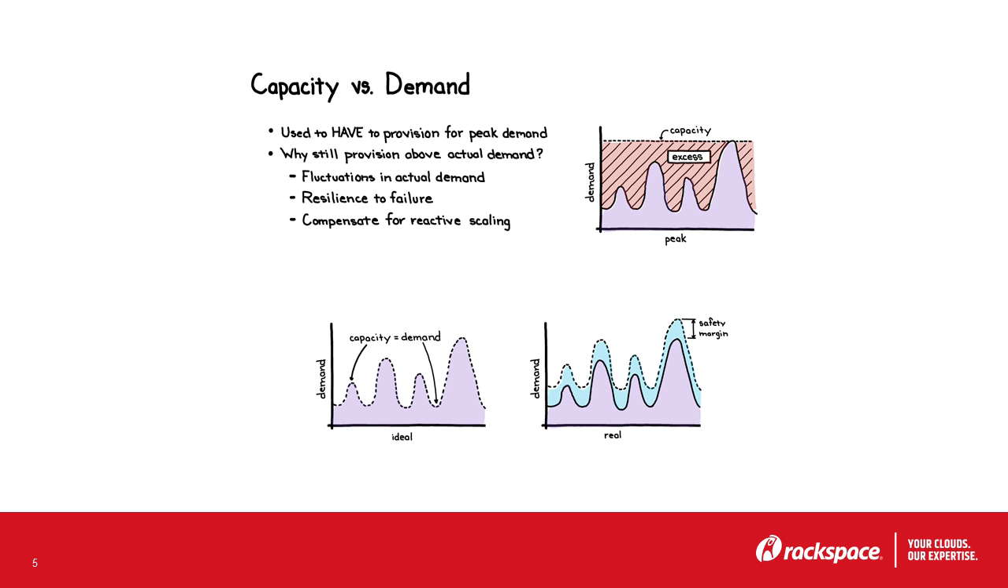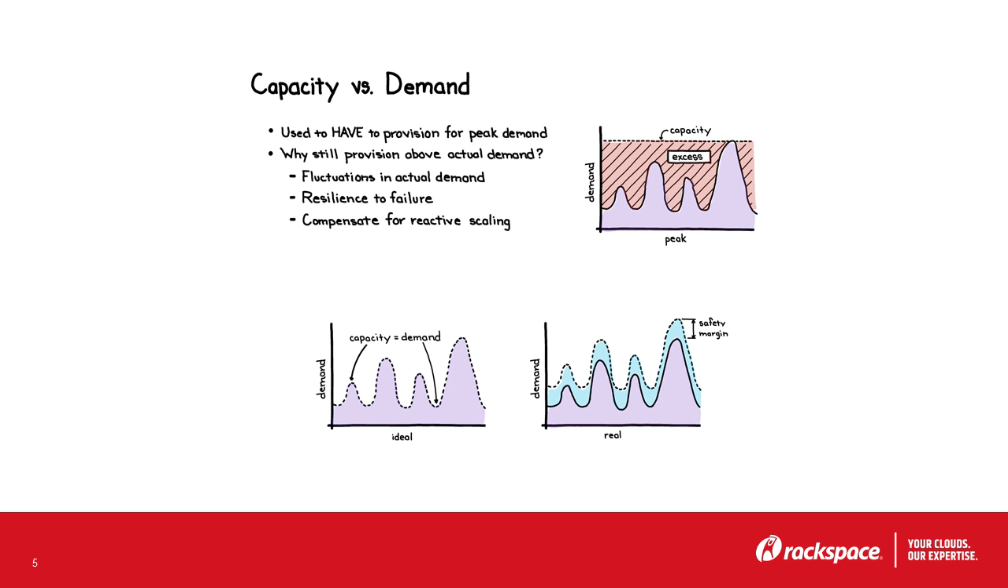But often that's not a realistic goal, and there are a couple of reasons for that, where we still have to provision above the actual demand. You can see that in the lower right-hand graph here. We usually establish some safety margin there, and we do that for a couple of reasons. Number one, there are fluctuations in actual demand. While this graph shows a nice smooth curve, there are actually fluctuations in that curve, and we need to accommodate those very quick fluctuations.